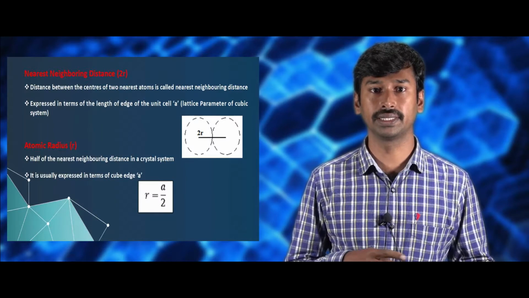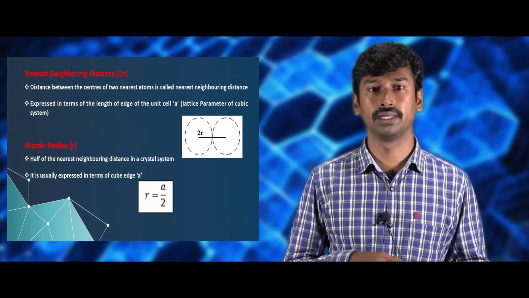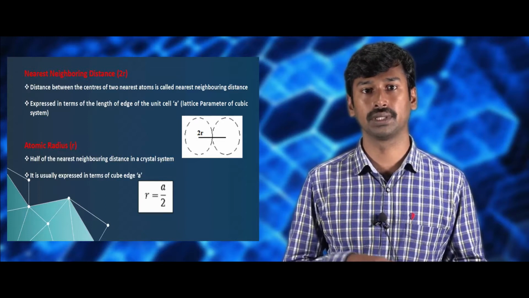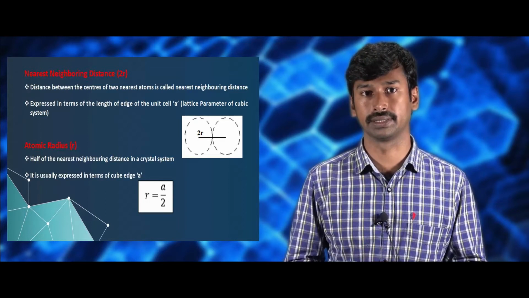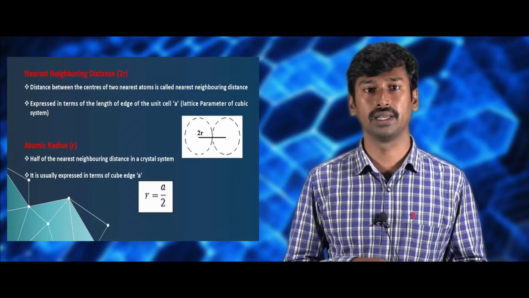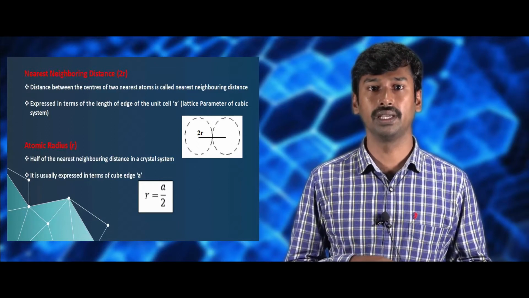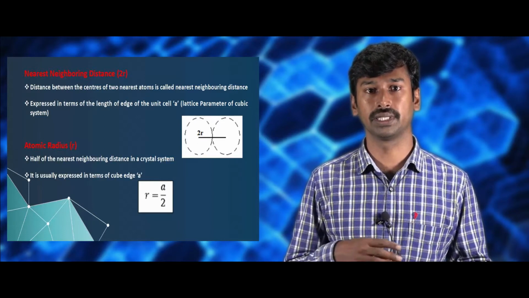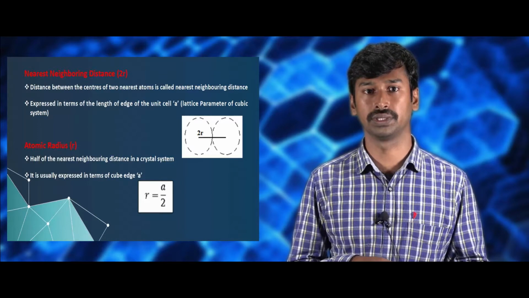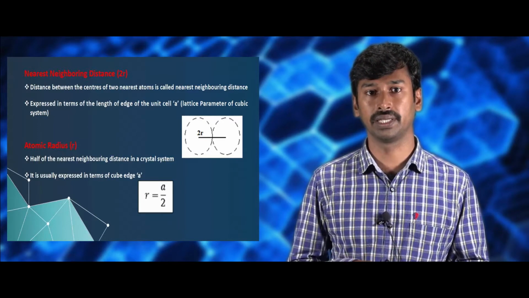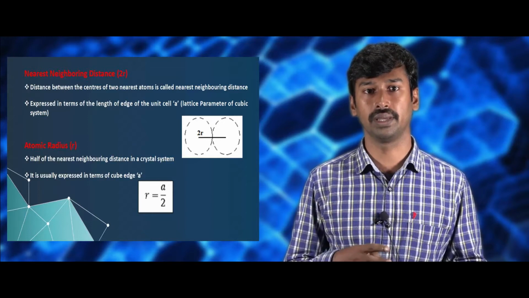Now we see the nearest neighboring distance, 2r. The distance between the centers of two nearest atoms in a crystal system is called the nearest neighboring distance. It is expressed in terms of the length of the edges of the unit cell, that is, in terms of a. Atomic radius is half of the nearest neighboring distance. So it is generally expressed in terms of the length of the edges of the unit cell. For the example shown in this figure, the atomic radius r is equal to a by 2.